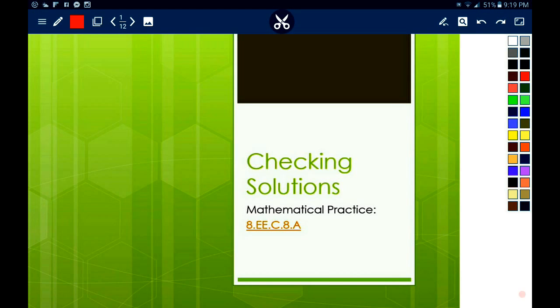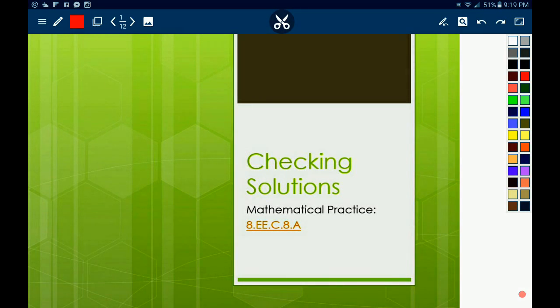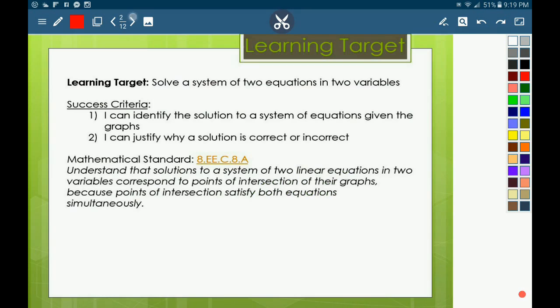Today we're going to be talking about checking the solutions of a linear system. We're going to figure out if certain points are actually solutions to systems. And as our learning target, it's still going to be to solve a system in two equations and two variables. We're not actually going to solve the system today. We're going to be taking solutions and making sure that they are, in fact, the actual solutions to the system.